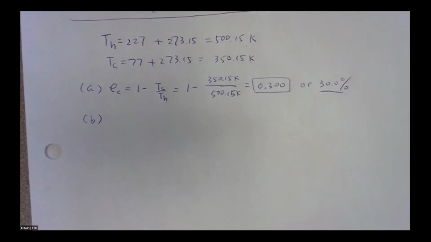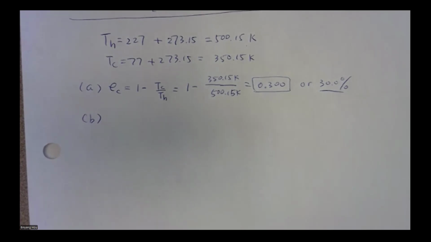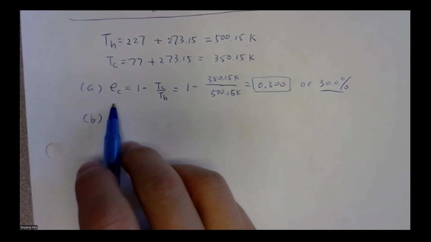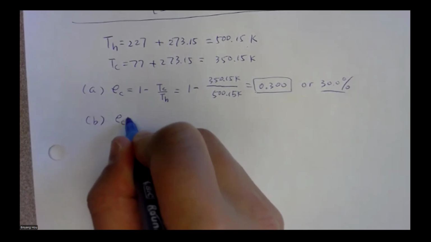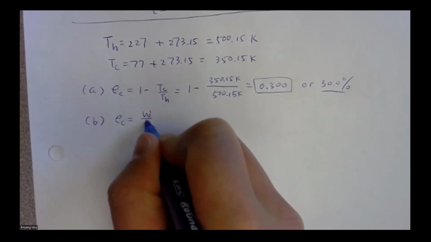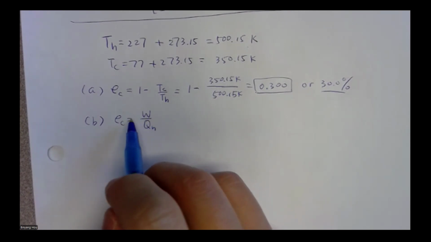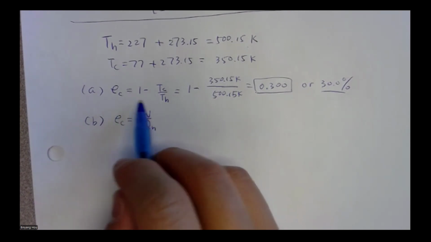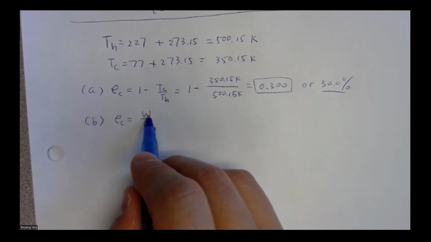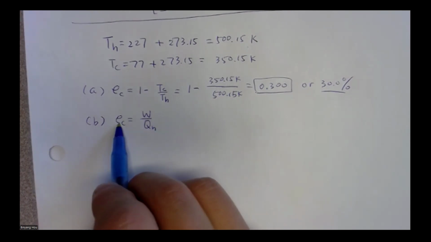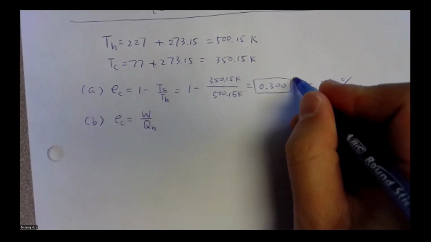Now, the second question, if you look at the slide back there, is asking you how much work is done. So this is the efficiency. Efficiency can also be defined as, so we talk about two forms of efficiency, right? W over QH. So if we use this one instead of this one, then we can find out the W here because this is efficiency. Now we have it here.